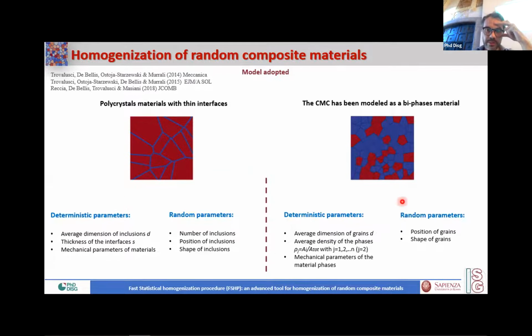In the second case, the deterministic parameters are the average dimension of the grain, the average density of the different phases, and the mechanical parameters of the single phases. For both types of model, the random parameters are the position and the shape of the grains. And for both types of models, the grains are modeled as polygonal elements of random shape. For all models, the circular particle inclusions and grains, the deterministic parameters play the role of the input for the homogenization procedure.